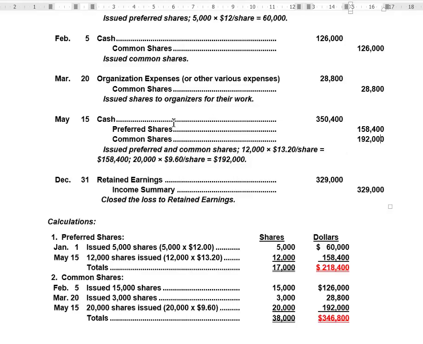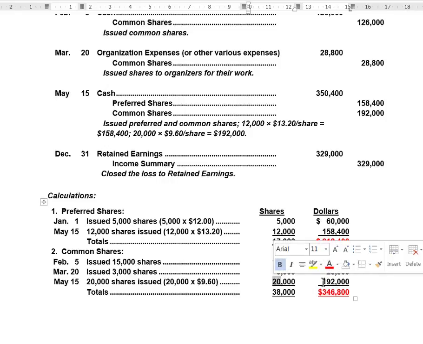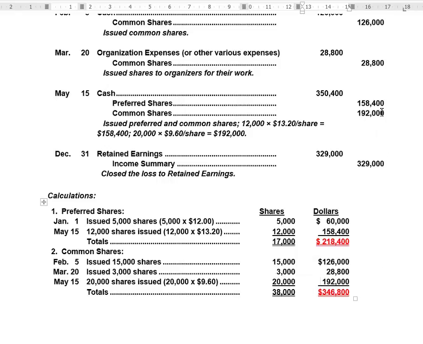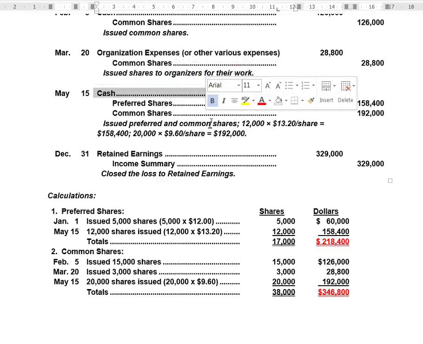So again, we're going to go down here, and on May 15th, you notice in the preferred share tracking and the common share tracking, we have some items. 12,000 shares for $158,400. Again, we get our number from here, $158,400. And again, May 15th, 20,000 shares were issued and we got $192,000, which we have in our entry. Notice we're not tracking balance sheet accounts here like cash because we don't have to do a full balance sheet. We're only tracking our equity accounts because we have to do the equity section as well as the statement of changes in equity.